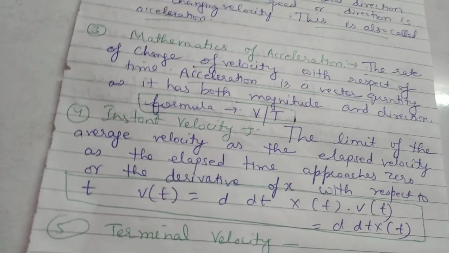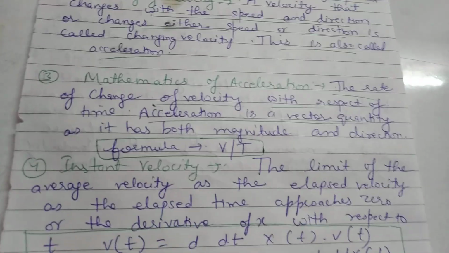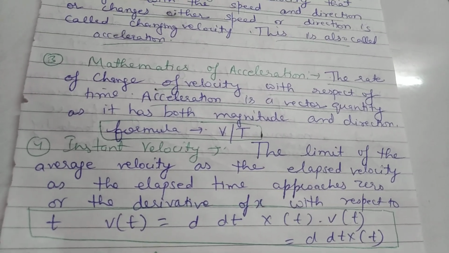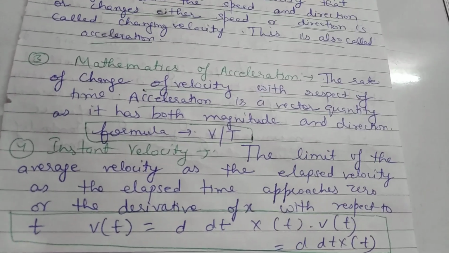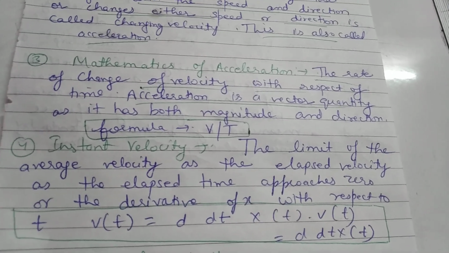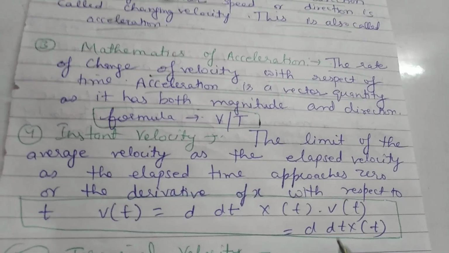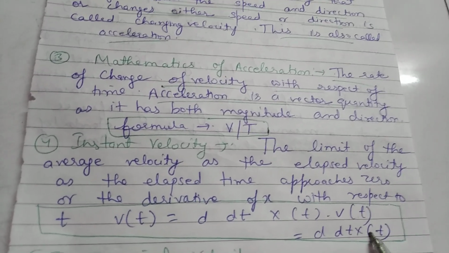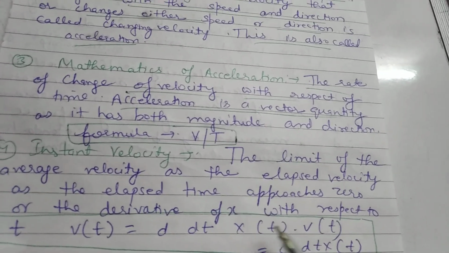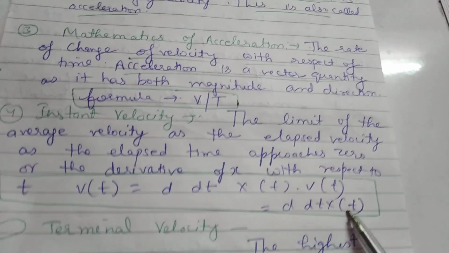Now, instant velocity. Instant velocity is the limit of average velocity as the elapsed time approaches 0, or the derivative of x with respect to time t. V(t) is equal to dx/dt. What's the formula? V(t) is equal to dx/dt.